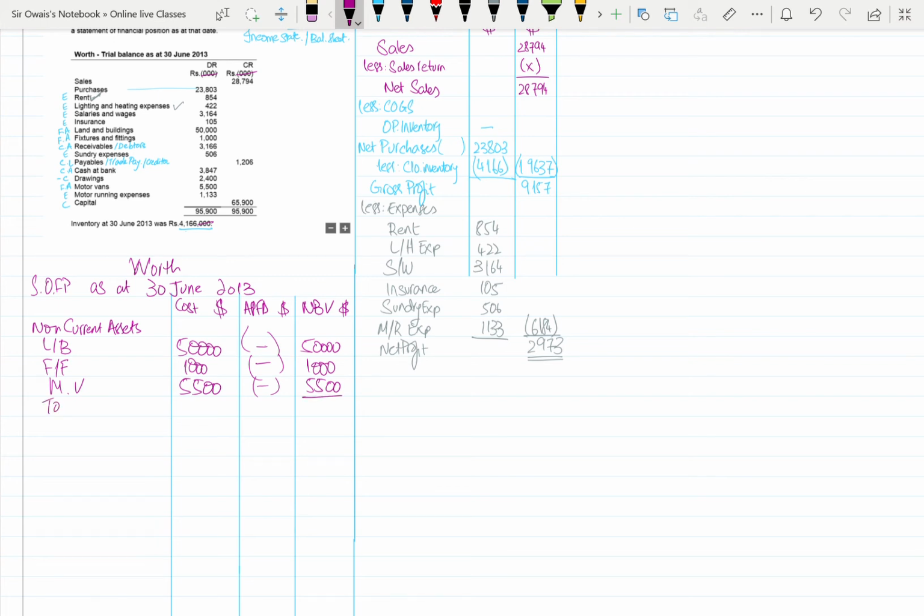Okay, so these are my non-current assets. But you are not supposed to write the short forms like LNB, FNF, MV, NCA. You are not supposed to write this. Not even SOFP. You are supposed to write statement of financial position very properly. Now comes the totaling of this.